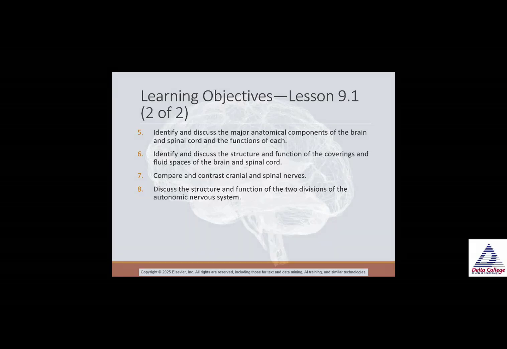Identify and discuss the structure and function of the coverings and the fluid spaces of the brain and spinal cord. Compare and contrast cranial and spinal nerves. And discuss the structure and function of the two divisions of the autonomic nervous system.